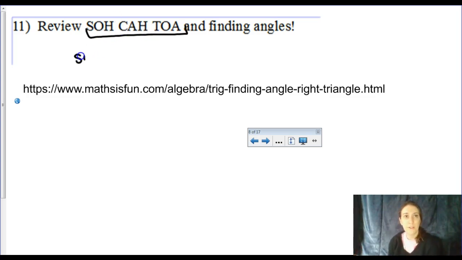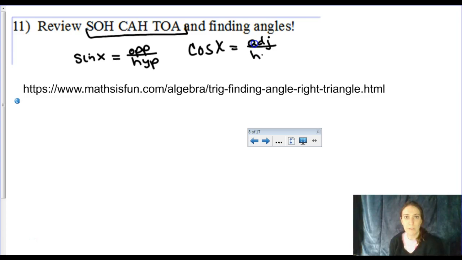SO stands for sine, the abbreviation for the function sine. Sine of some angle x is the ratio of the opposite leg over the hypotenuse. And then cosine, the abbreviation for cosine of x, is the adjacent leg over the hypotenuse. And then tangent of angle x is the ratio of the opposite leg over the adjacent leg.